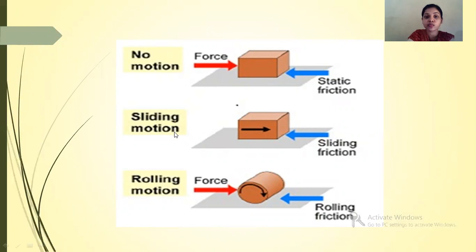If there is a sliding motion, once the motion is already present, then there is sliding friction. And then there is rolling motion, then this friction is the rolling friction. Rolling friction always requires some cylindrical-like shape. The sliding friction is for an object which is already in motion, and in static friction, the object is at rest, meaning there is no motion. So these are the three types of friction: static, sliding, and rolling.